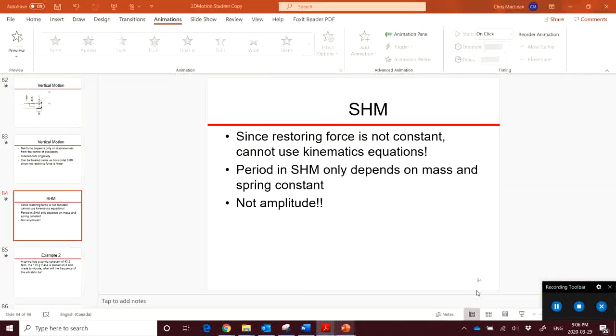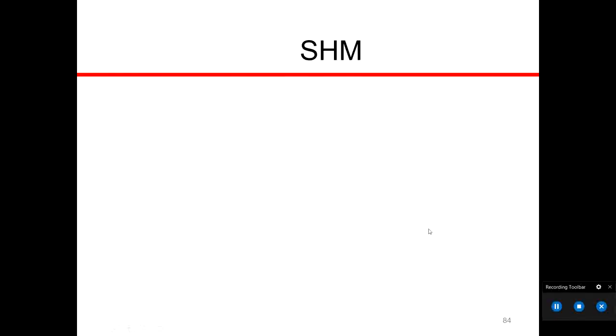All right, so back to our equations. We'll take a look at this first example.